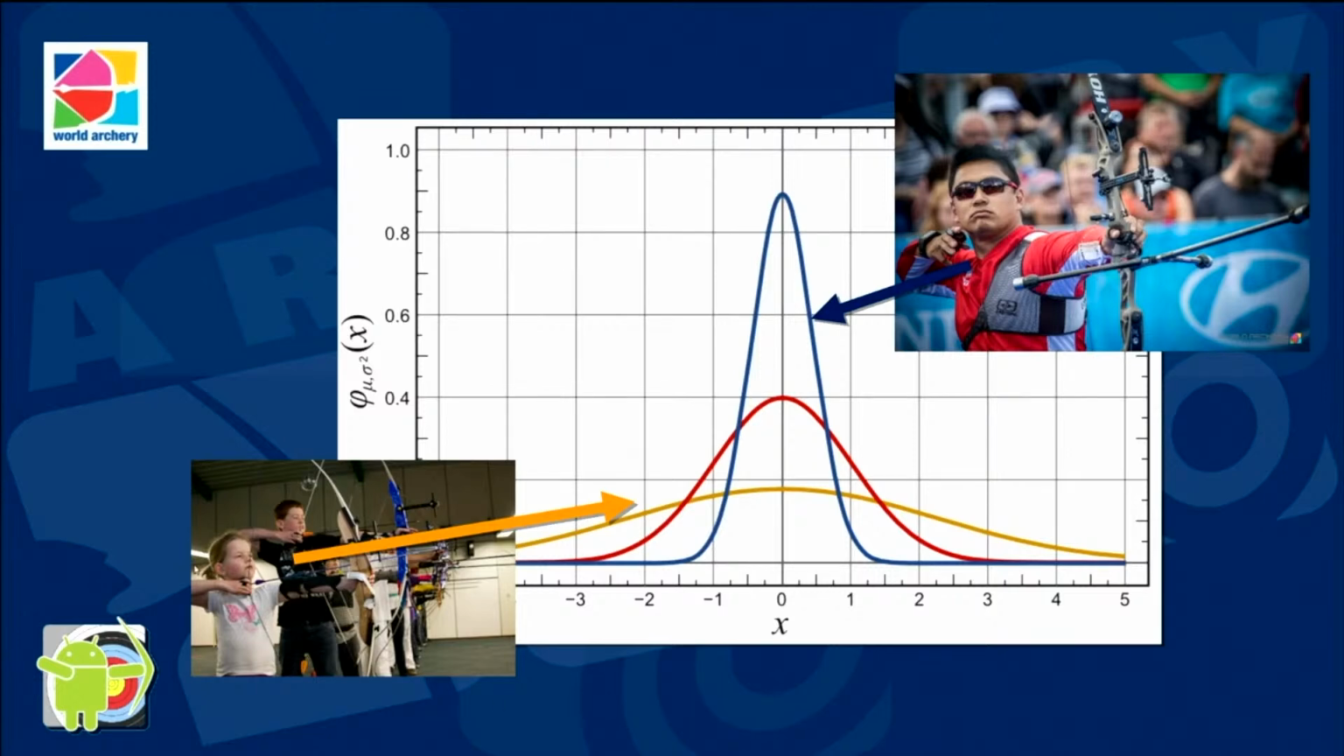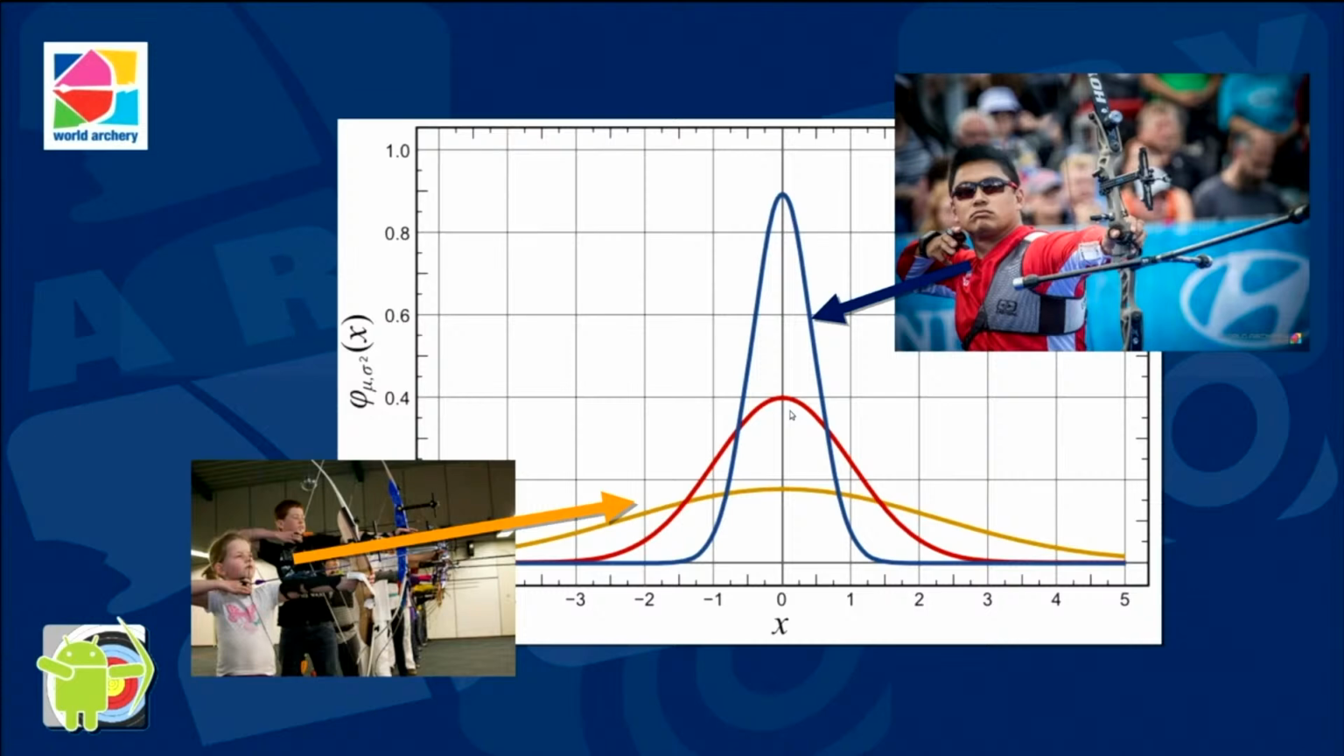So on the top left we see my daughter a couple of years ago, and she was aiming in the middle and on average hitting the middle, but with very big groups and a very flat distribution. And on the top right we see one of Canada's top archers, who is also aiming at the middle and hitting the middle very often, and he has a very small group with a very big peak in the center. So this represents the archer skill level.